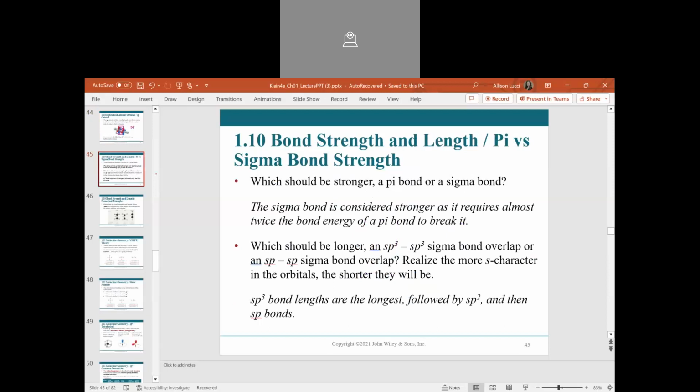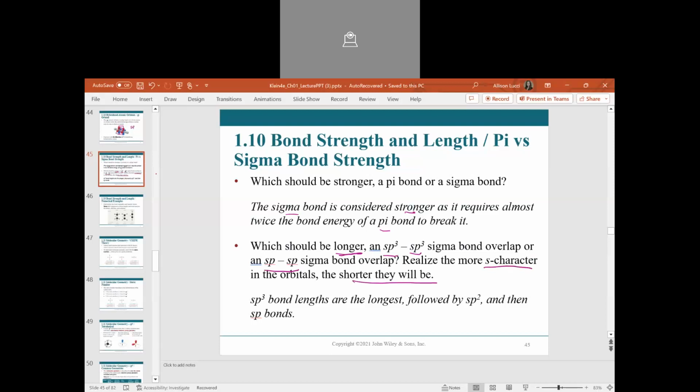So some things to remember in summation. This slide is good to reference. The sigma bond is stronger, and pi bonds are weaker, takes less energy to break them. And as far as length is involved, sp3 hybridized sigma bonds would be longer than an sp, right? The shorter, right? The more s character, the shorter they will be.